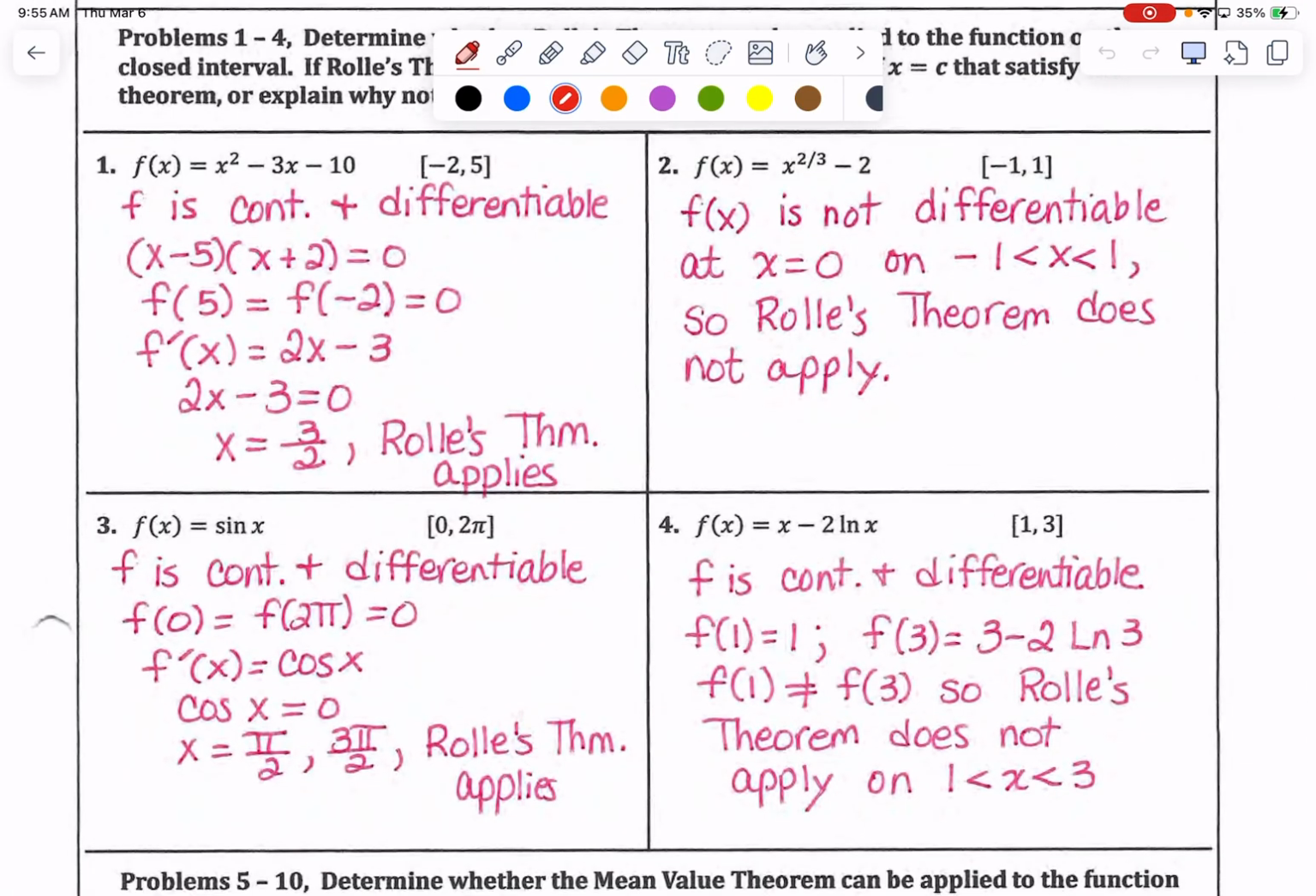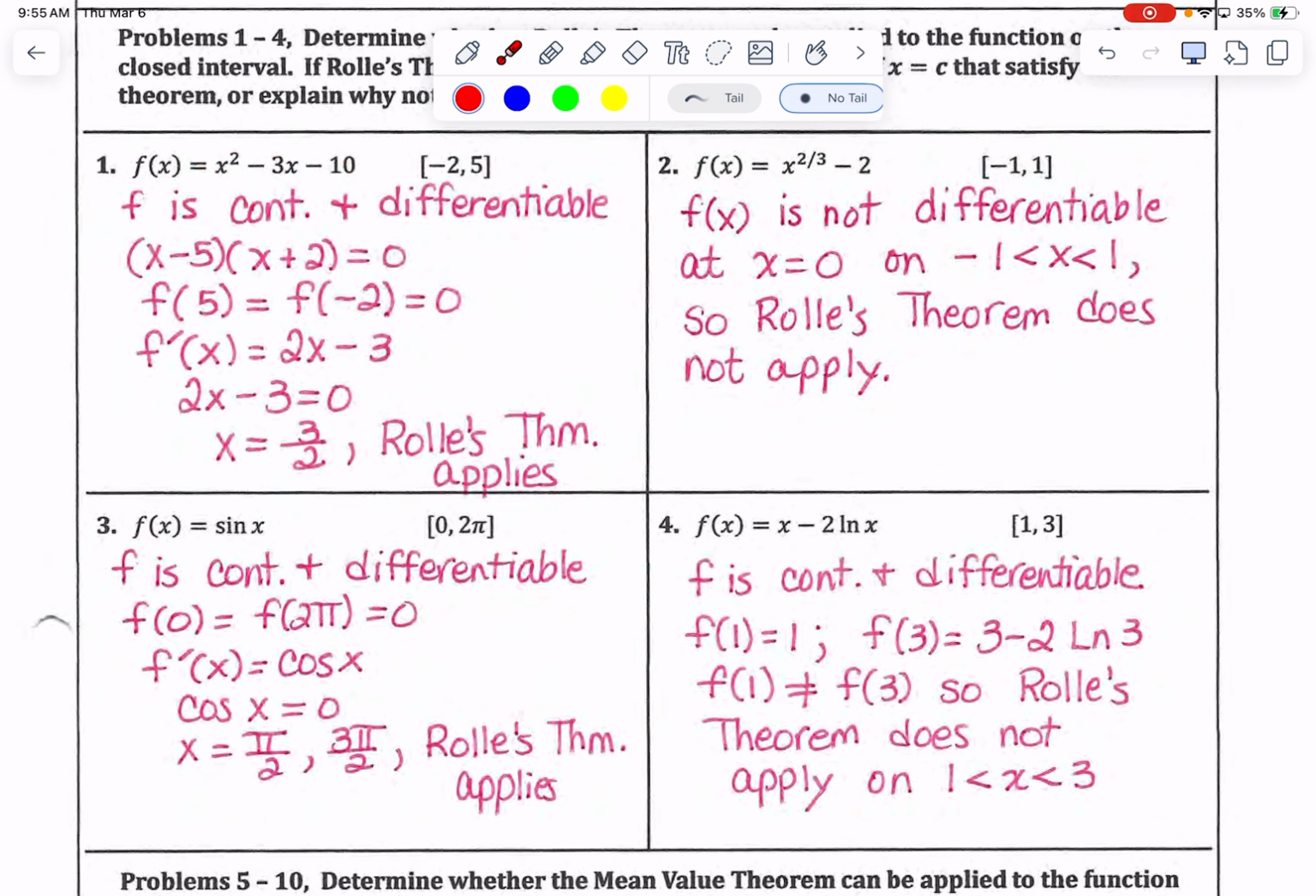All right. So number one, f is continuous and differentiable because it's a polynomial. It is continuous and differentiable because it's a polynomial. I don't know why she factored it, but whatever. Okay, I'm going to go through this quick, so pay attention. So it's continuous and differentiable because it's a polynomial.